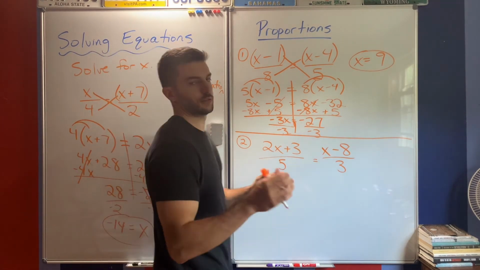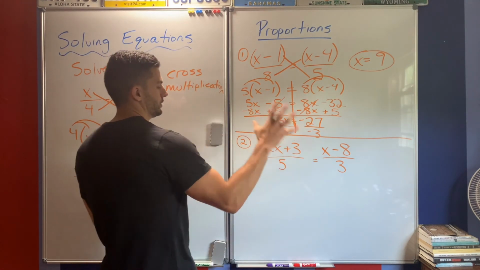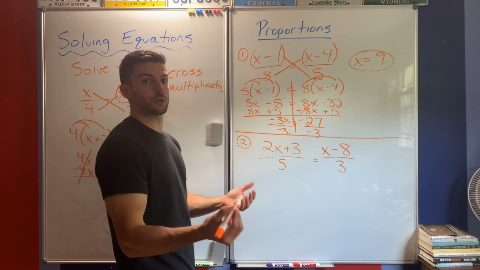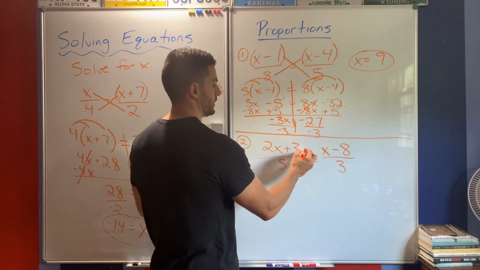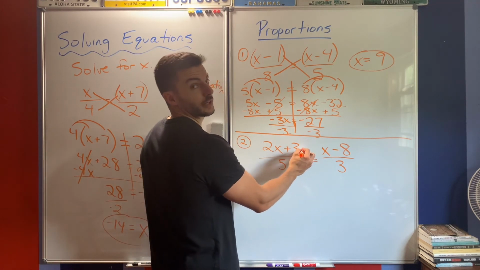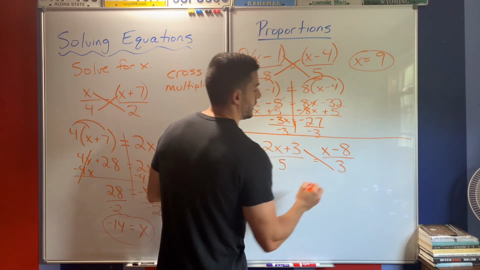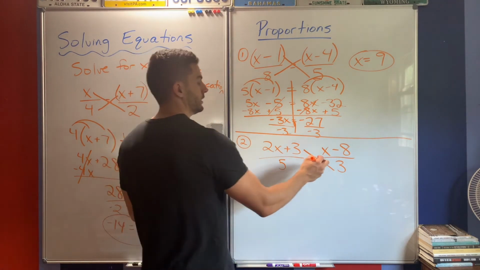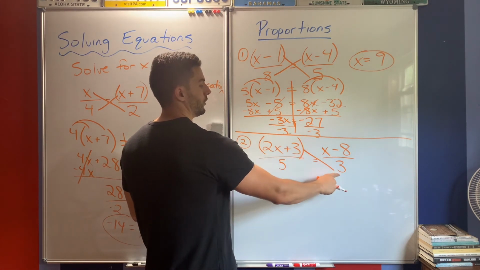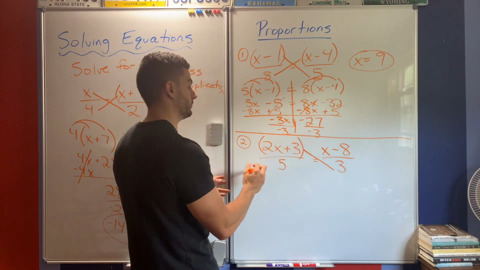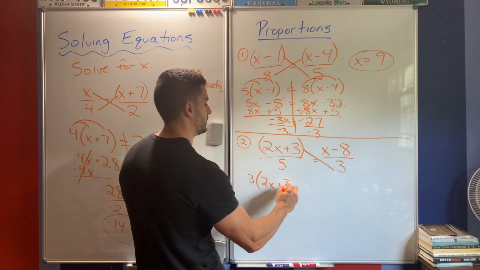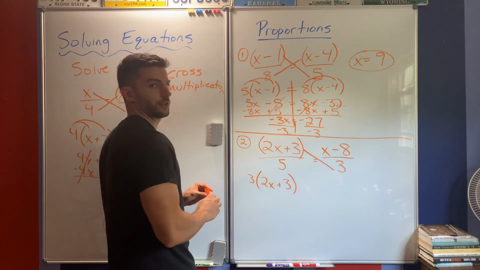Okay, so again, proportion. You know it's a proportion. Got 2 fractions, one on each side. So I'm going to cross multiply, and that is going to be this group, 2x plus 3, times the bottom of this fraction, and that is a 3. And again, this is a group, so I'm going to do 3 distributed to this group. So 3 times 2x plus 3 on the left.